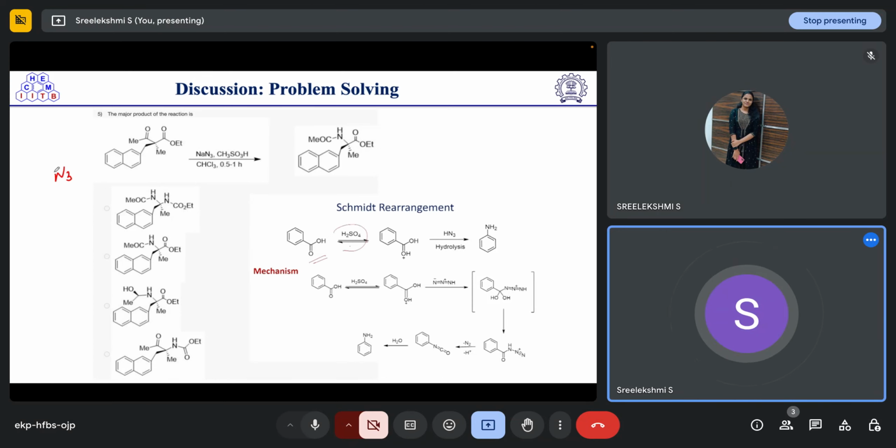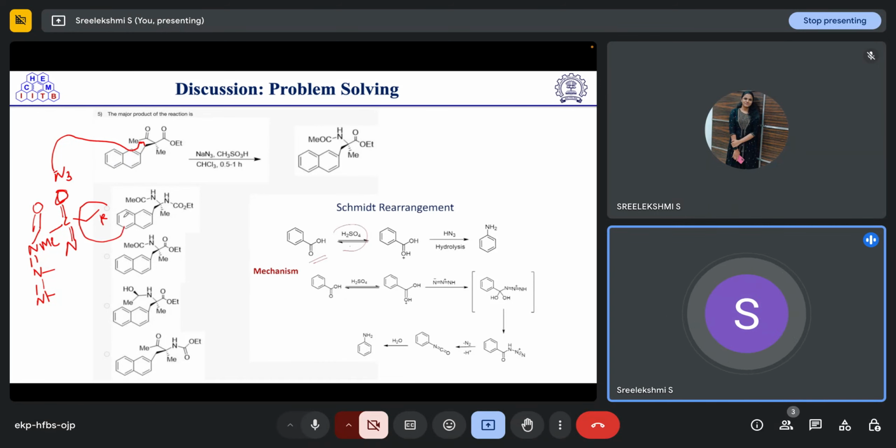And N3 minus will be attacking over this carbonyl center, so it will be double bond O, then N double bond N double bond N plus minus. Once N2 is leaving, we will get this N double bond C double bond O, and this carbon is already having this methyl group, and this carbon is having this other R group.